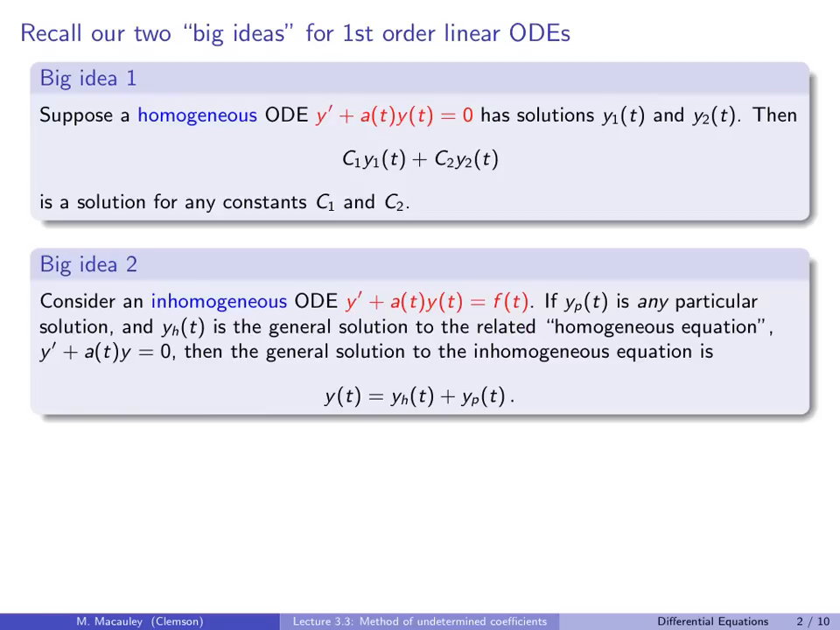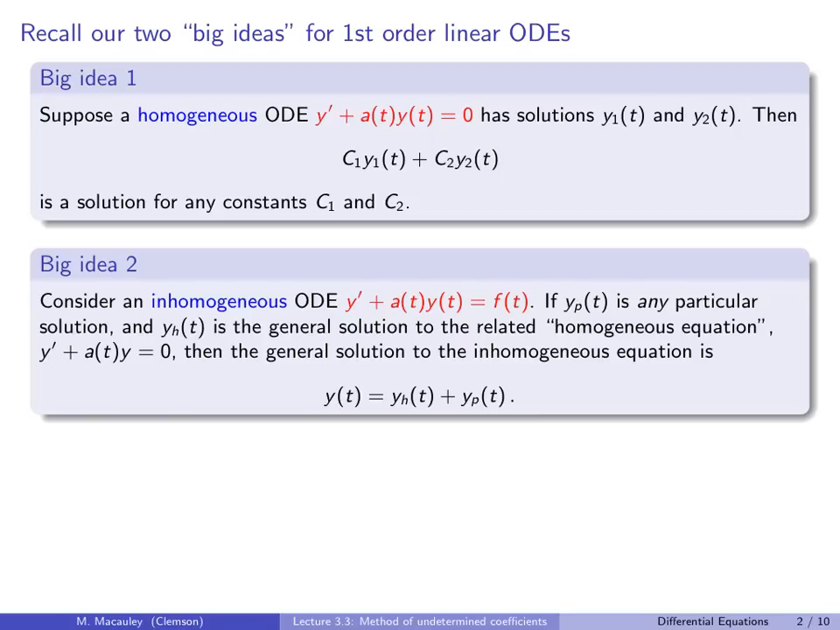The second big idea was for inhomogeneous ODEs, when the right-hand side is non-zero. Then, if we find any particular solution, any solution we can come up with to this equation, and we add it to the solution to the related homogeneous equation, just the thing when we make the right-hand side 0, then the general solution is just the sum of those things.